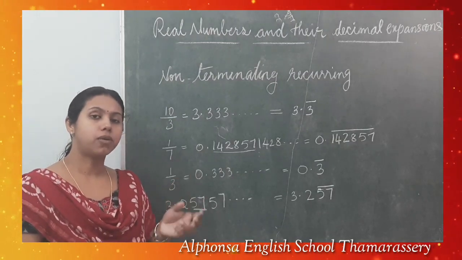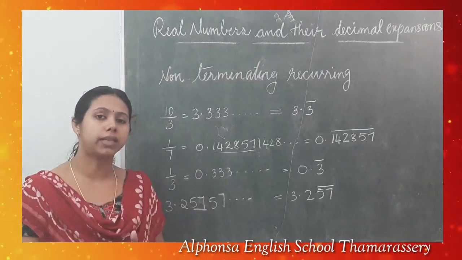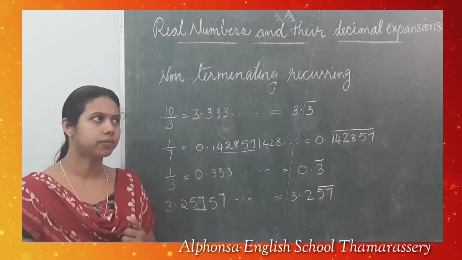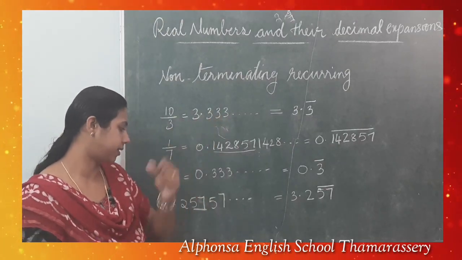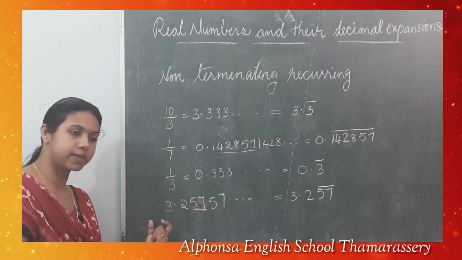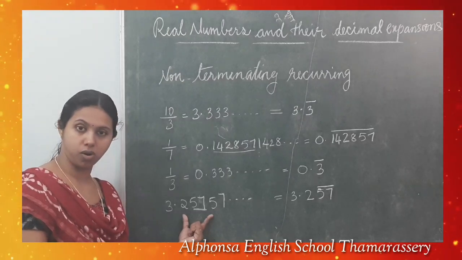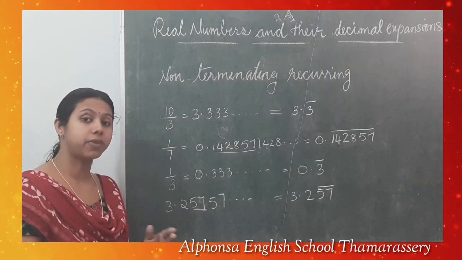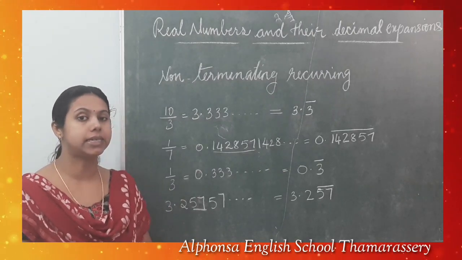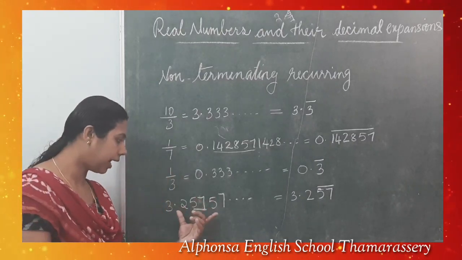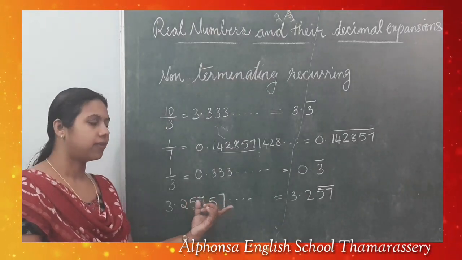Suppose a number whose decimal expansion is terminating or non-terminating recurring, can you conclude that it's a rational number? For example, suppose the decimal expansion is given to you like this. In this example, this is a decimal expansion of a number. Can you say that this number is rational or not? Rational number means we know that the number which can be written in the form of P by Q, where P and Q are integers and Q not equal to 0. So can you write this number in P by Q form? Let us check it.